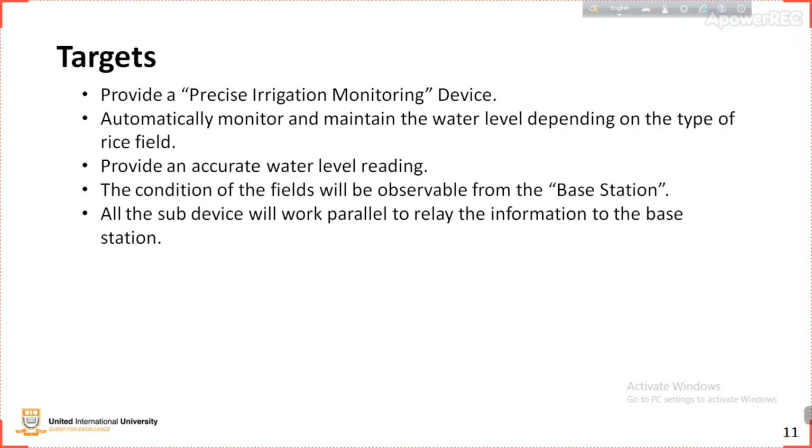Target of our project: provide a precision irrigation monitoring device. This device monitors and maintains the water level, provides accurate water level, and sends it to the base station. All devices work in parallel and send information to the base station.